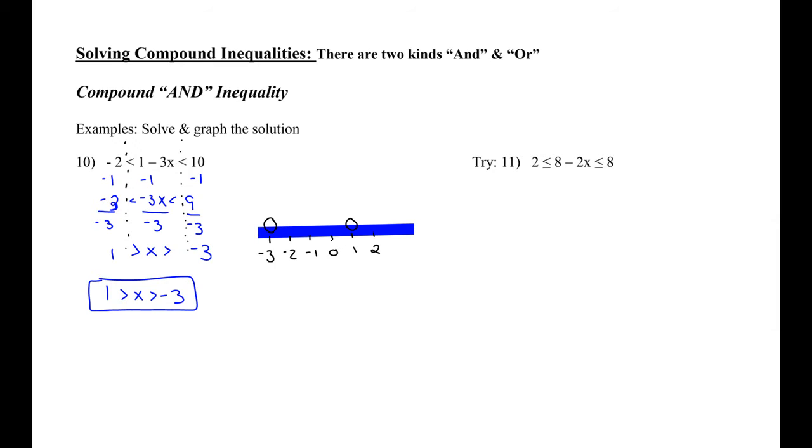Then we need to look at the expression. The first part says x is greater than negative 3. So I know that when I'm at negative 3, my values are all greater than it. If I look at the first part of the inequality and I read it backwards, x is less than 1, which means that x is going to be pointed to the left. You can also remember that for and inequalities, the area in between is what is always shaded.